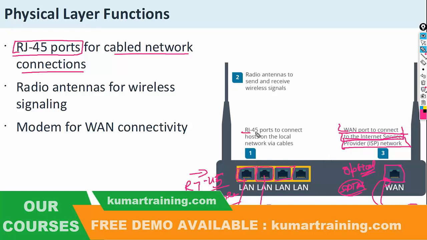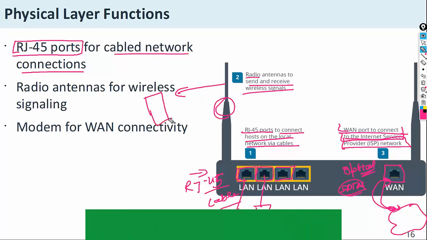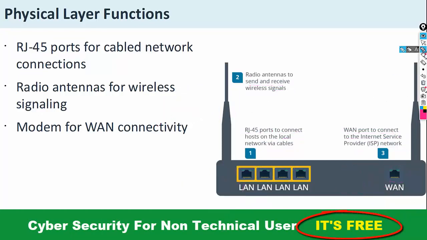And there are RJ45 ports to connect hosts on the local network via cables. There is also one antenna. This antenna sends and receives radio signals. The radio antenna sends and receives the wireless signal, which helps devices with a wireless interface, like your mobile phone or tablet, connect with the network.